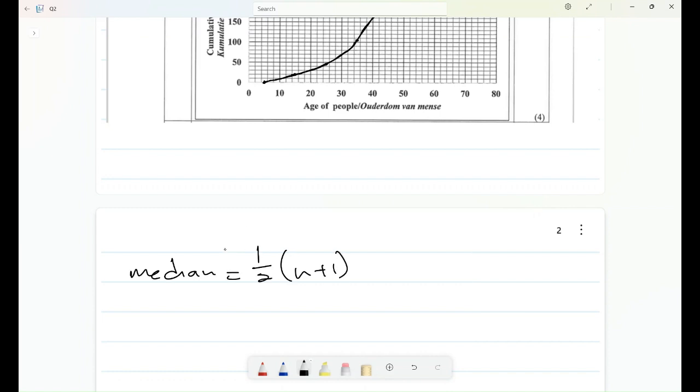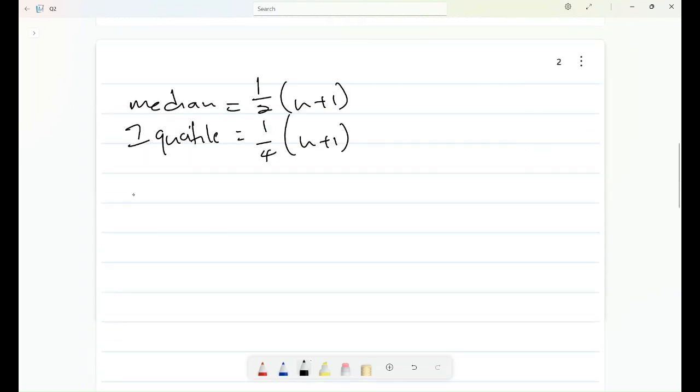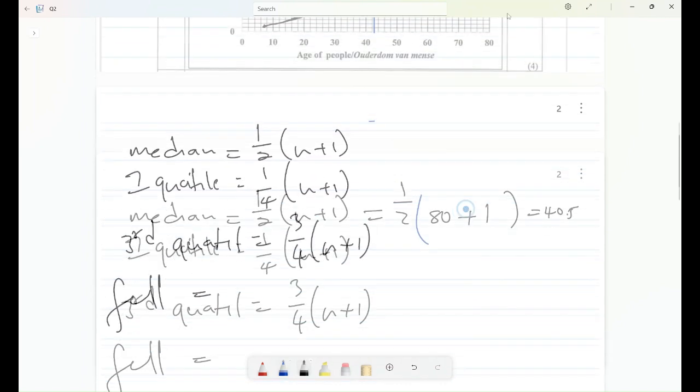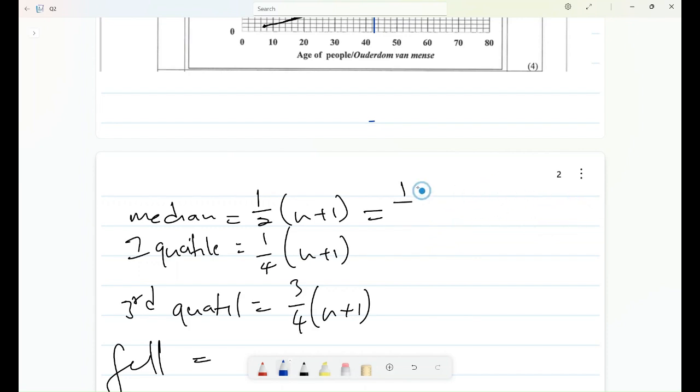Okay. Yeah, median, first quartile. I think first quartile is 1 divided by 4 times (n plus 1). For the third quartile, it is 3 divided by 4 times (n plus 1). Then obviously for the fourth quartile, it will be 4 divided by 4, which is basically n plus 1, right? It's fine. Now let's look. I know it is confusing, right? But you'll just say, okay, let me write this.